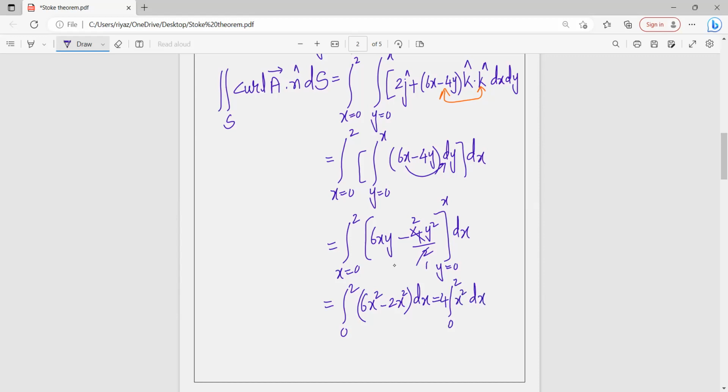So this is 4 into, what's the integration of x square? x cube by 3. Limits are 0 to 2. So it is 4 by 3 outside. Upper limit is 2 power 3 is 8. How much is it? 32 by 3. 32 by 3 is the answer of this one.